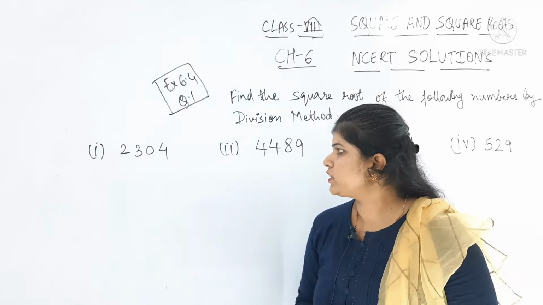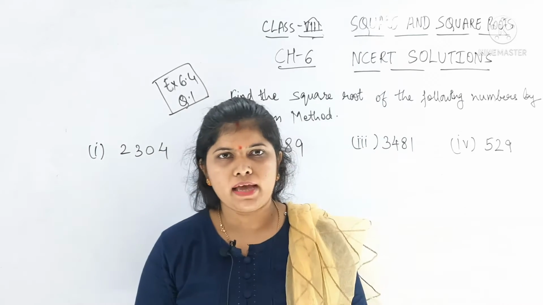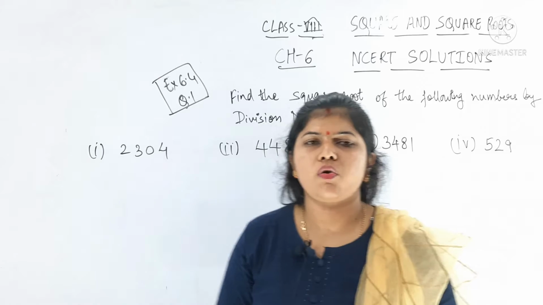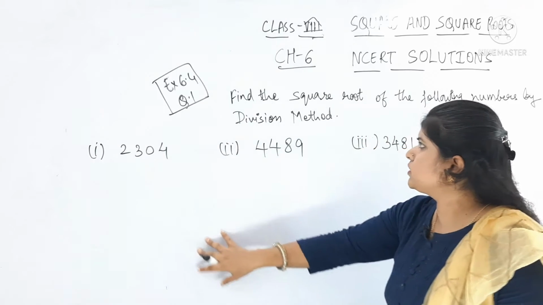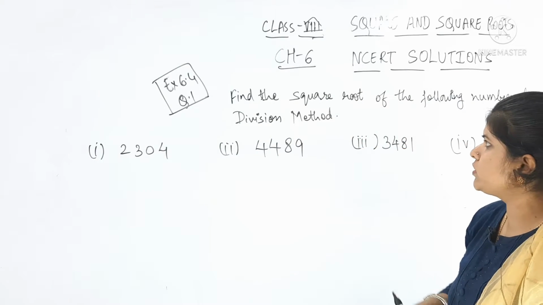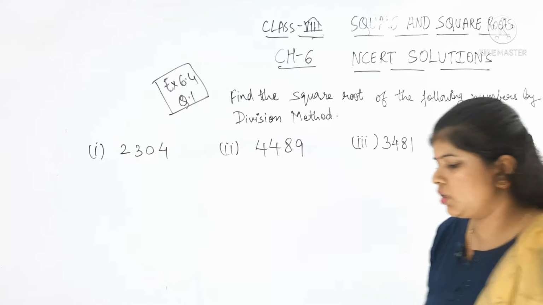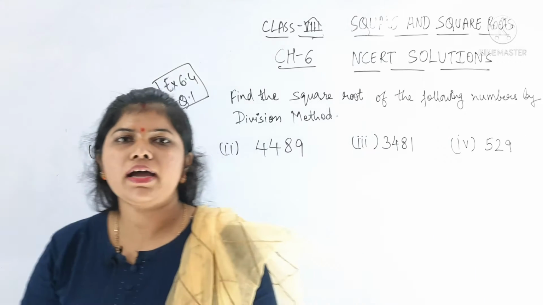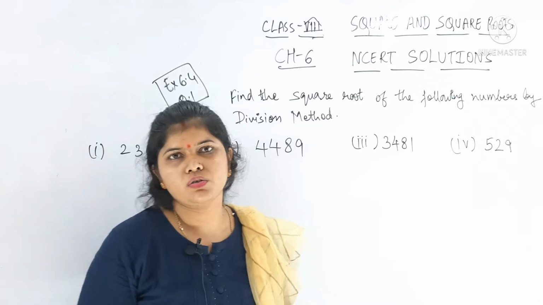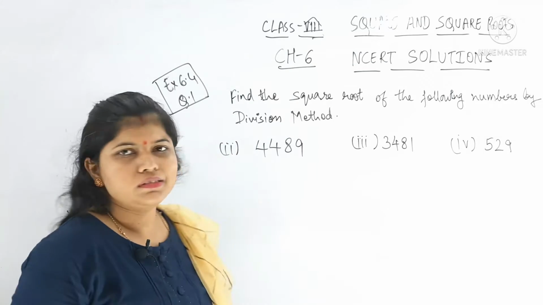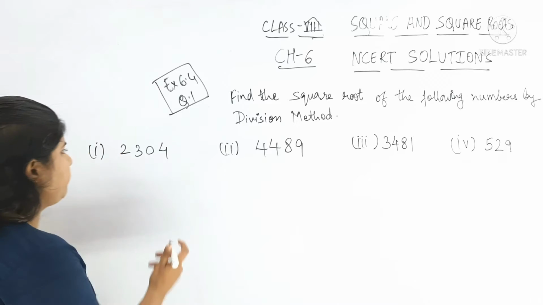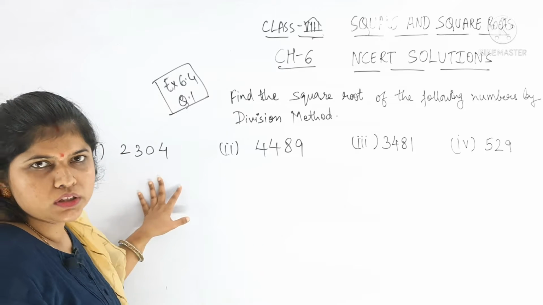Okay, so here it is, this exercise is totally based on the long division method. What is the question? We have to find the square root of the following numbers by the division method. In my introduction video I had introduced the long division method for calculating the square root. So here we have to calculate for 2304.